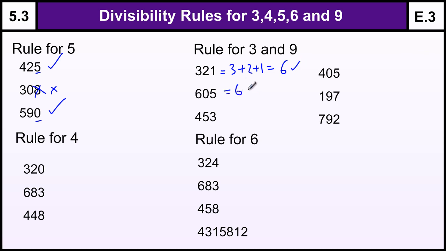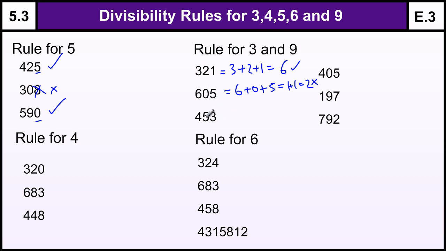This one, 6 plus 0 plus 5, that makes 11. Now if I'm not sure about my 3 times table past 10, I can carry this on and do 1 plus 1, which is 2. That is not in the 3 times table, so that is not divisible by 3. You probably realised that 3 goes into 600 200 times, so 603 would be divisible by 3, and 606 would be the next one.